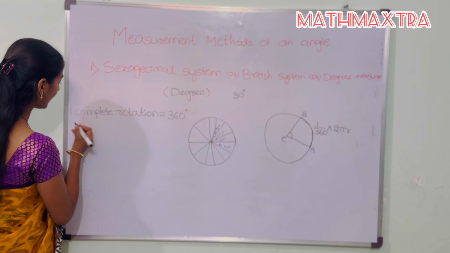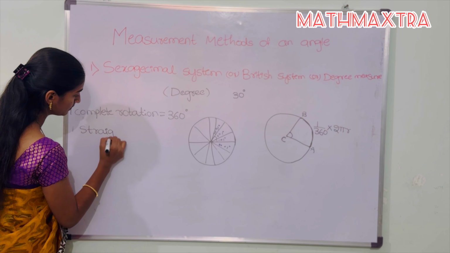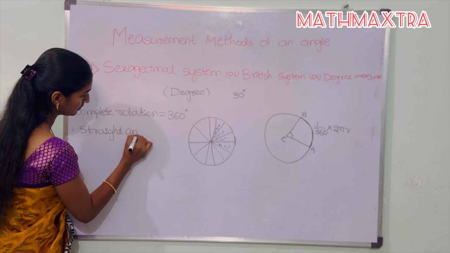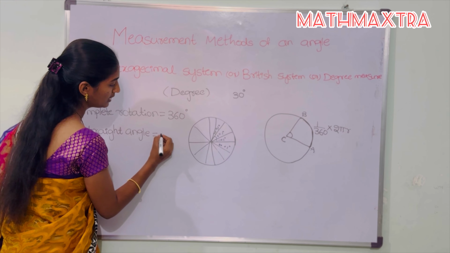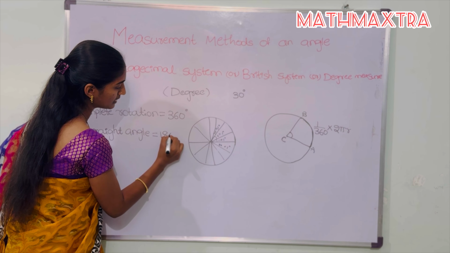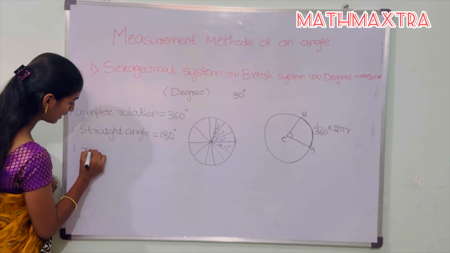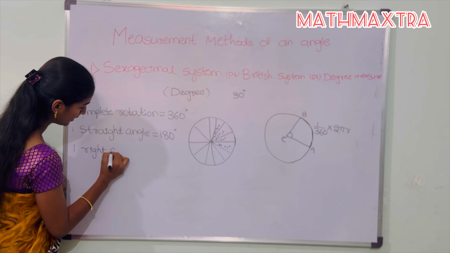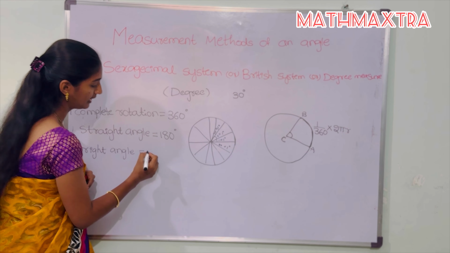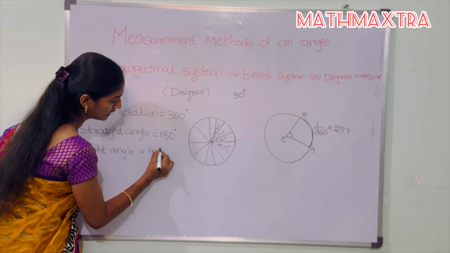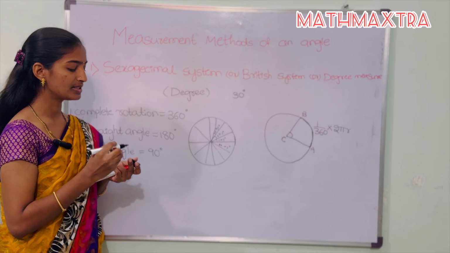And one straight angle is equal to half of the complete rotation, which is half of 360, equal to 180 degrees. And one right angle is equal to half of the straight angle, that is 90 degrees. This is how we define the degree in the sexagesimal system.